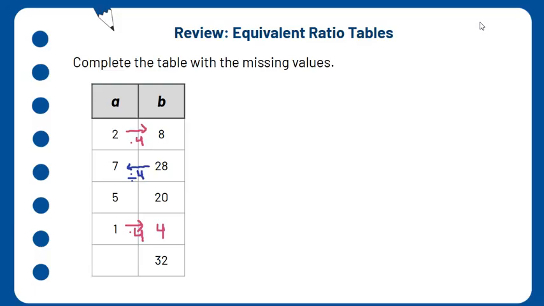Another strategy would be to divide any number in the second column, B, by 4. So if I look at my last row, I can divide 32 by 4 to figure out what A is. 32 divided by 4 is 8.